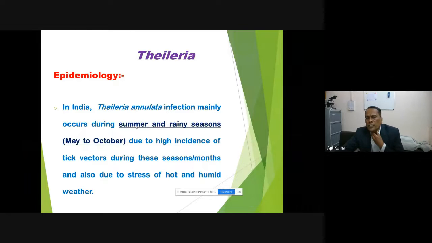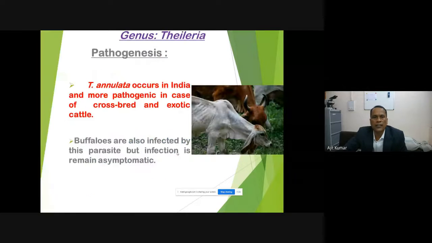Generally, Theileria infection occurs in the summer and rainy season because the tick population increases in this season. So Theileria is a tick-transmitted disease, and transmission is mainly dependent on the tick population. So by controlling the tick population, we can control Theileria infection in cattle mainly.